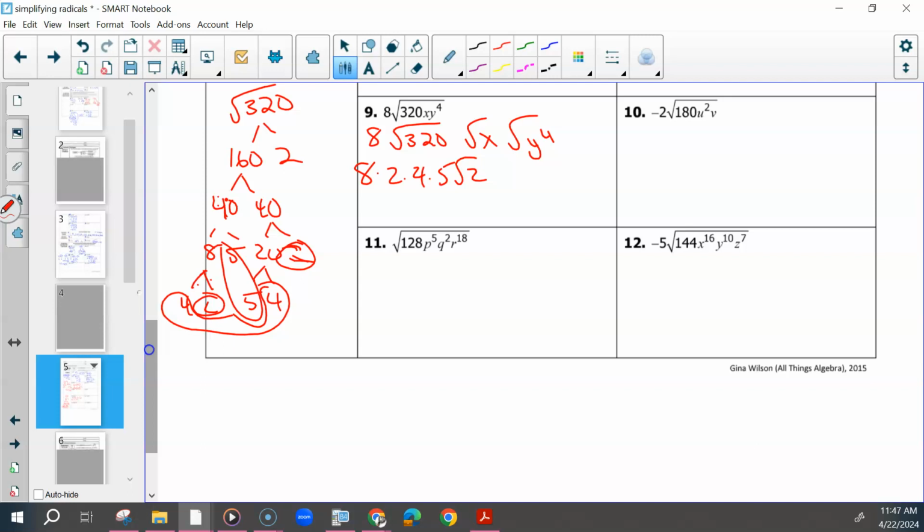Can we do more with this? Can we simplify this? The square root of x? No. It's just going to stay the square root of x. Because 2 doesn't go into 1. But 2 goes into 4 how many times? 2. Twice. Multiply 8, 2, 4, and 5. 8 times 2 times 4 times 320.